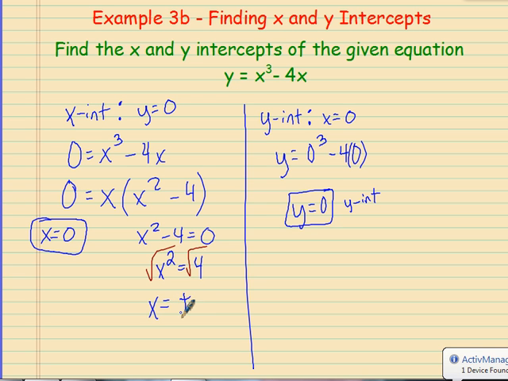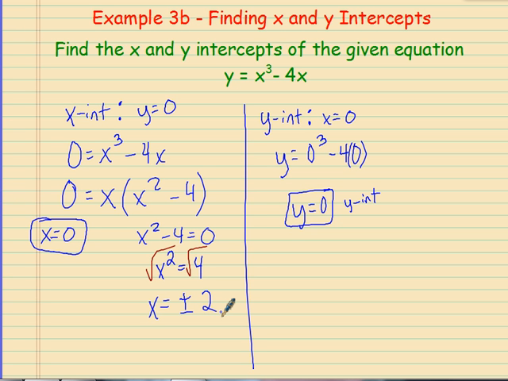Positive and negative, whatever. Why? Because 2 times 2 is 4. But negative 2 times negative 2 is also 4. Does everybody agree with that? So from now on, when I ask you what's the square root of 25, your answer is positive and negative 5. Does that make sense?